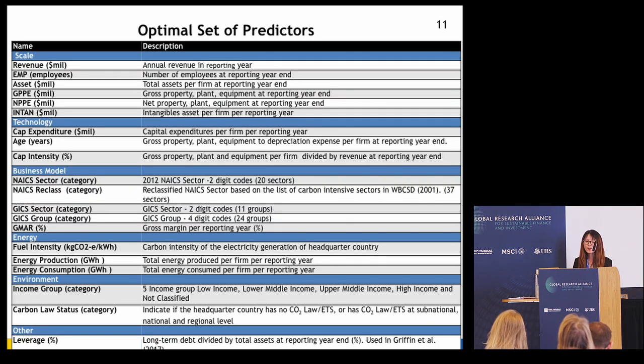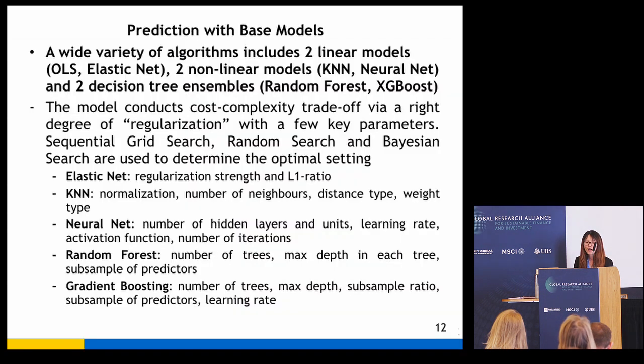With the optimal set of predictors from the first step, we carry on with the base models. We are using six models here: OLS and elastic net, two nonlinear models, that is k-nearest neighbor and neural net, and also two ensembles of decision trees, that is random forest and gradient boosting, actually XGBoost.